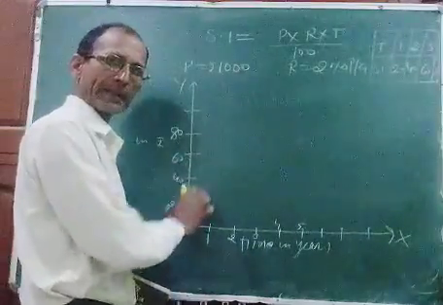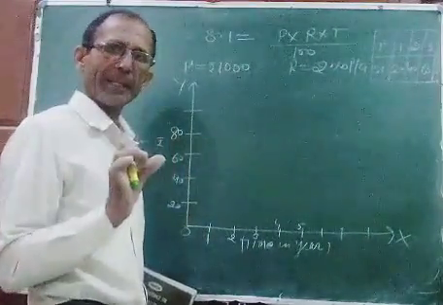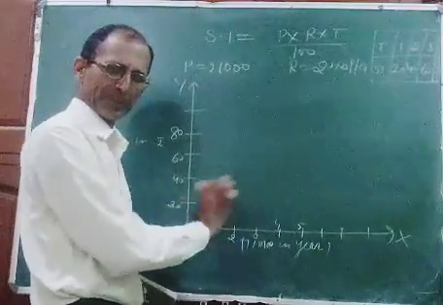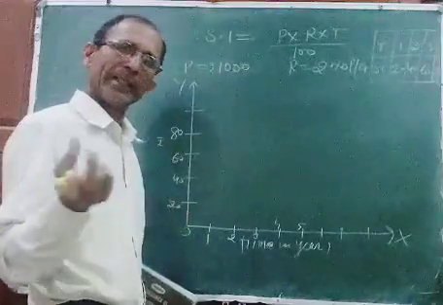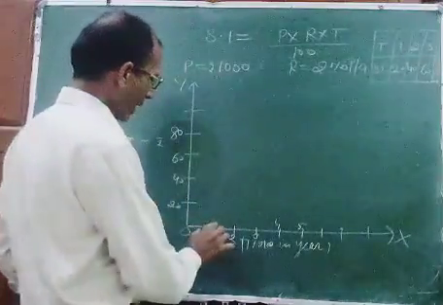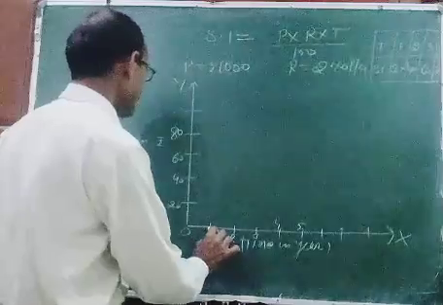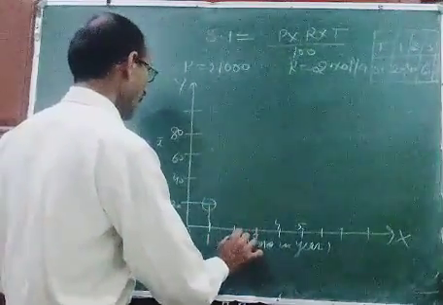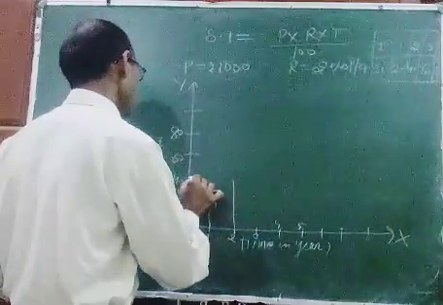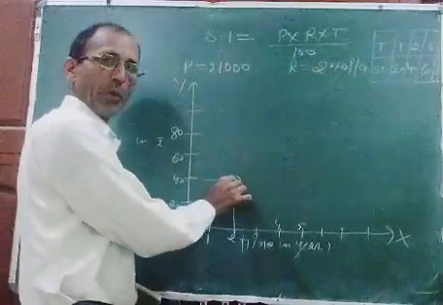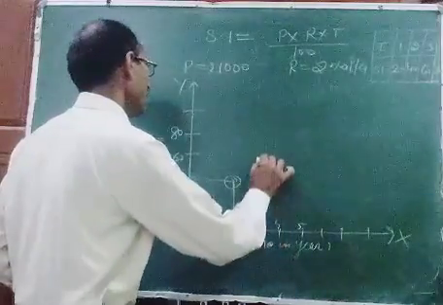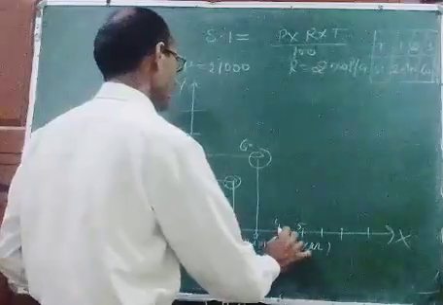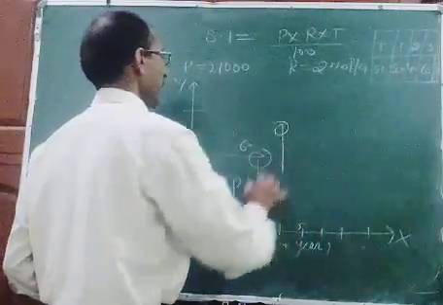Because space was less, that's why I increased the scale. 10 small squares represent 20, and according to your graph paper, you can take 10 small squares to represent 10. Now when time is 1, simple interest is 20. When time is 2, simple interest will be rupees 40. When time is 3, simple interest will be 60. When time is 4, simple interest will be 80.